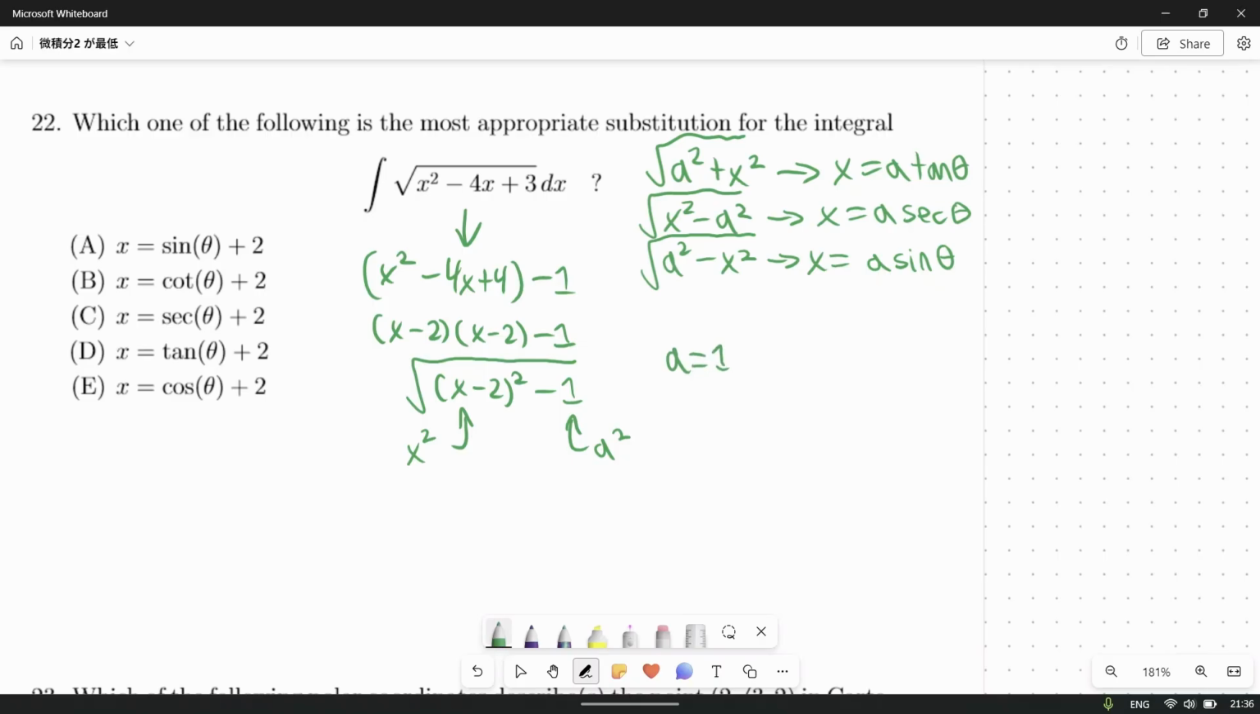And then now all we have to do is plug these values into our substitution. And so since we're dealing with the secant case, you'd end up with a substitution that takes the form of x is equal to 1 secant of theta.